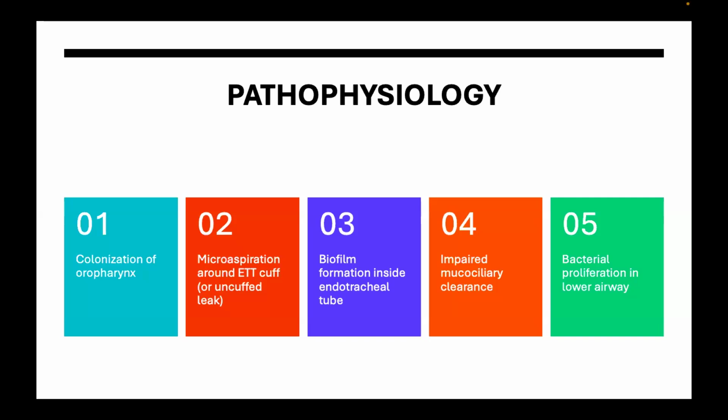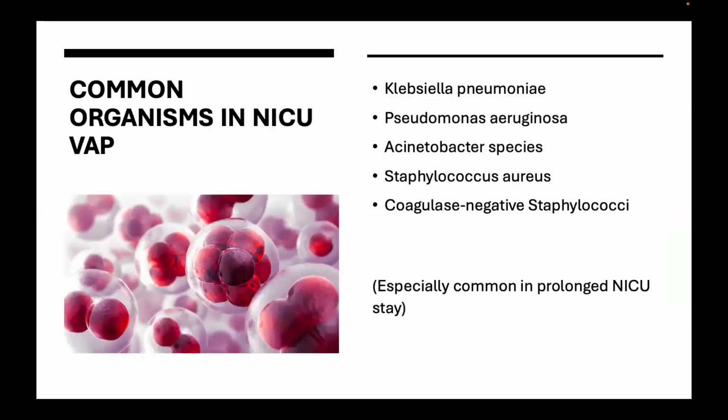There are many common organisms present in the NICU which cause VAP, namely Klebsiella pneumoniae, Pseudomonas aeruginosa, Acinetobacter species, Staphylococcus aureus, and coagulase-negative staphylococci. Many of these pathogens are multi-drug resistant hospital organisms. These infections are often associated with prolonged ventilation, antibiotic exposure, and invasive devices. This makes infection prevention even more critical.